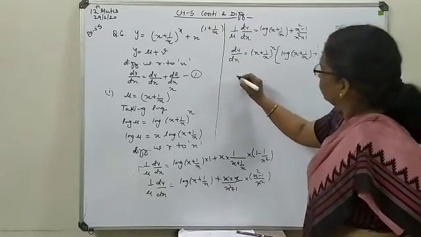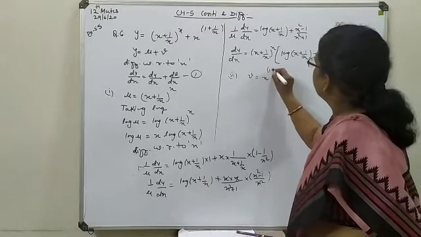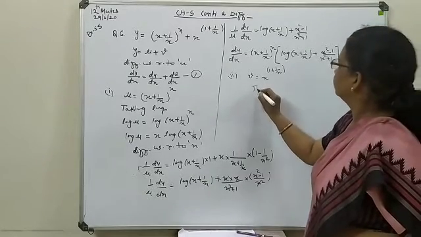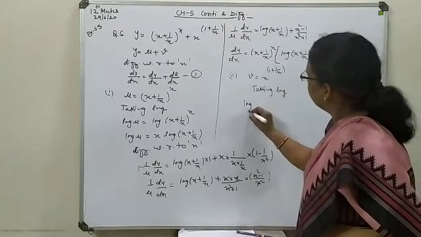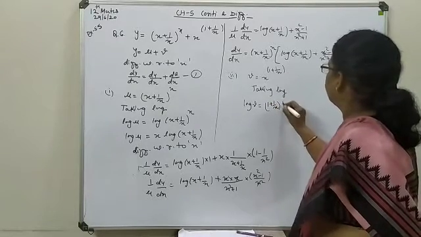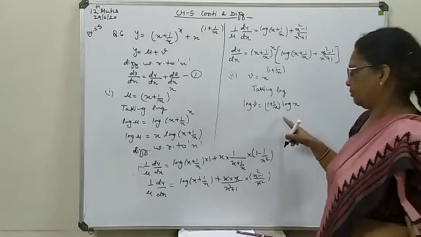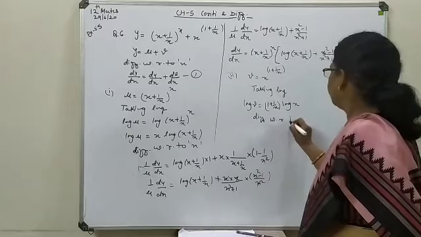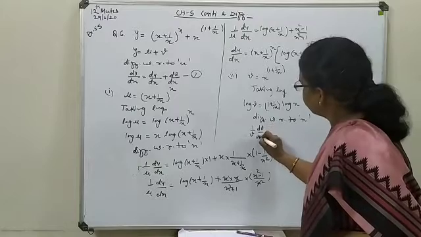Now proceed for the second one. Your v is available as x with power (1 plus 1 upon x). Here again you go for taking logarithm. So this will be your log of v. It will come as a product form. This is log of x. Now after this step we can write the differentiation with respect to x on both sides. So differentiation with respect to x. This is 1 upon v dv by dx.